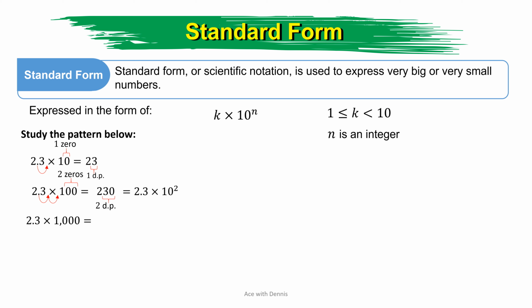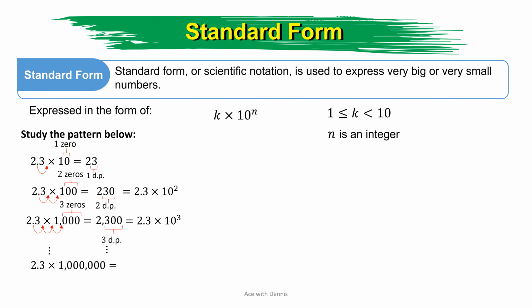How about 2.3 times 1000? The answer is 2300. Why? Because there are 3 zeros in 1000, which means we need to move the decimal point for 3 decimal places to the right, and we get 2300. We also can write 2300 as 2.3 times 10 to the power of 3.